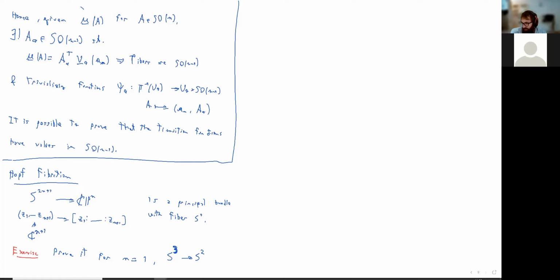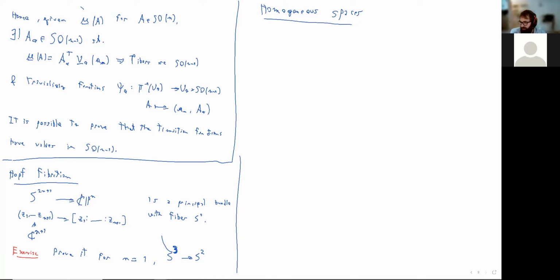Okay, last example. Not going to do everything. I'm just going to tell you that homogeneous spaces are also such examples of principal bundles. So if G is a Lie group and H is a Lie subgroup, then the projection G to G mod H is a principal bundle with structure group H.